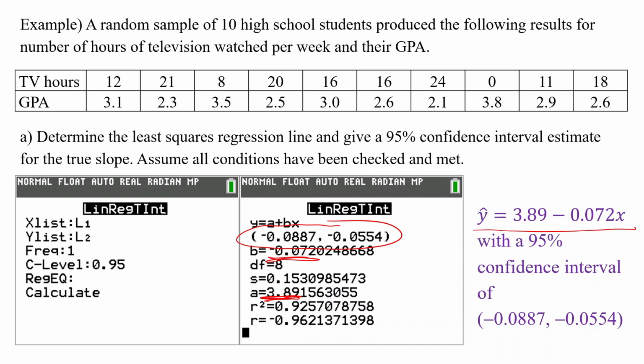So that suggests a negative linear relationship between TV hours and GPA, meaning as TV hours increase, the more TV you watch per week, the lower your GPA is going to be. Okay. And it just suggests a negative relationship. Nothing about the strength of it.